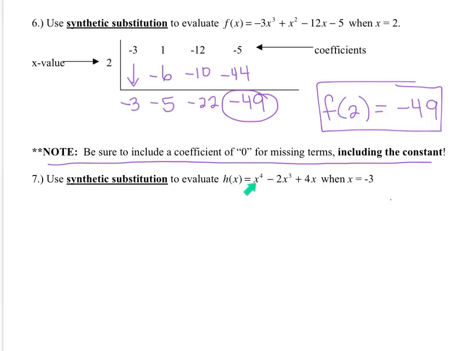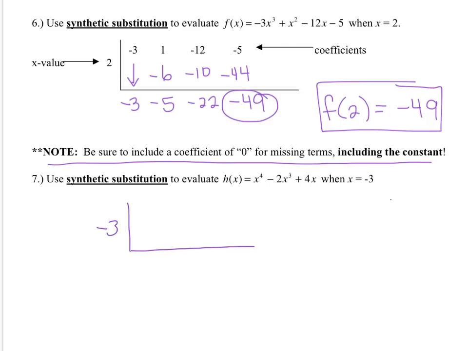So in number 7, we have an x to the 4th minus 2x cubed, so we went in x to the 4th and we dropped down to x cubed. And the very next term is just x to the 1st. Well, in the middle there we're missing an x squared term, so we'll need to put a 0 as a placeholder when we do our synthetic division. As well as at the very end we're missing a constant term after the 4x, so we're going to have to add a 0 there as well. And we're going to evaluate this polynomial when x is negative 3.